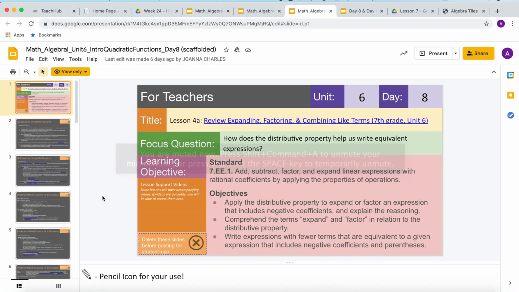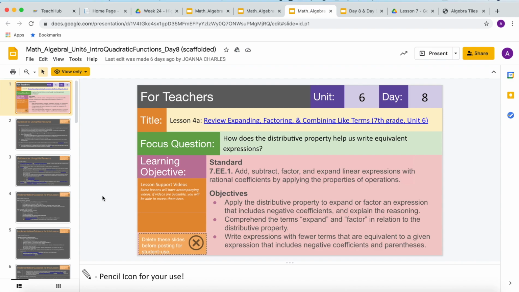Some key ideas students will need to know and understand from Unit 6, Day 8, Lesson 4A: Review, Expanding, Factoring, and Combining Like Terms. This is a 7th grade lesson that addresses the 7.EE.1 standard. And this lesson really hones in on the idea of using the distributive property to help us write equivalent expressions.